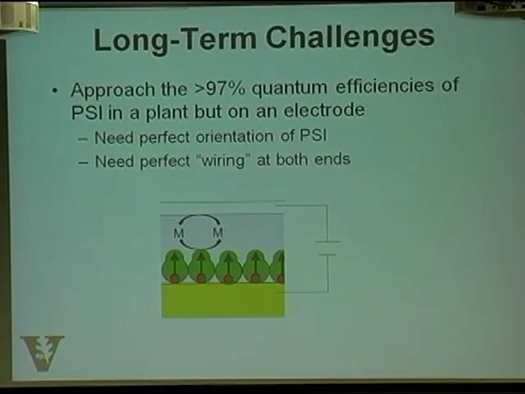There are many things we've got to be able to do, two of which are we have to take the protein out of the plant. We need perfect orientation of that protein on a surface. Okay? We also would need essentially perfect wiring at both ends of the molecule. We need to be able to make sure we can get electrons into the bottom part of the protein and out of the top part of the protein. Okay? So perfect wiring and perfect orientation is important. All right.